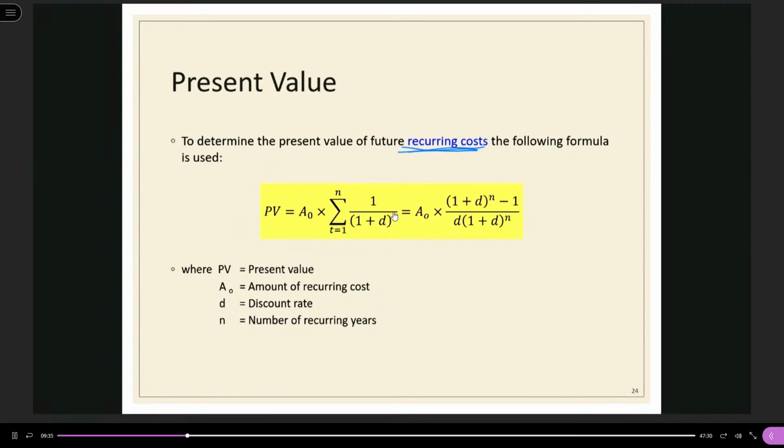AO is the amount of recurring costs that you need to pay every year. How many years? N is the number of recurring years. If you need to pay AO amount of money every year for 10 years, then N is 10. And D is the discount rate, your earning power.